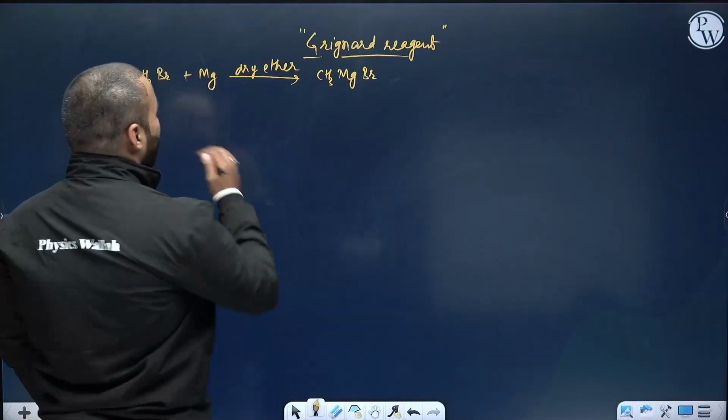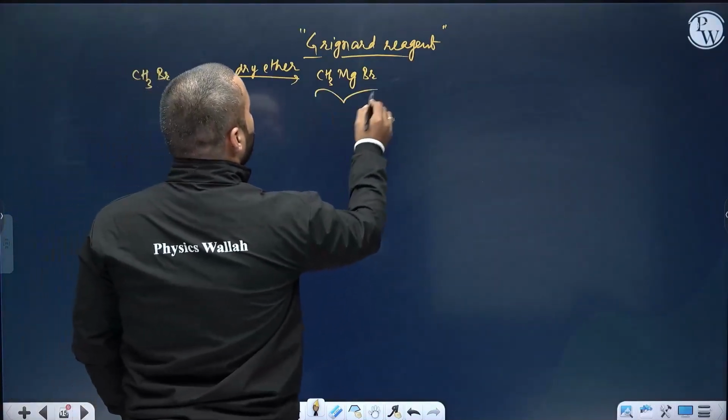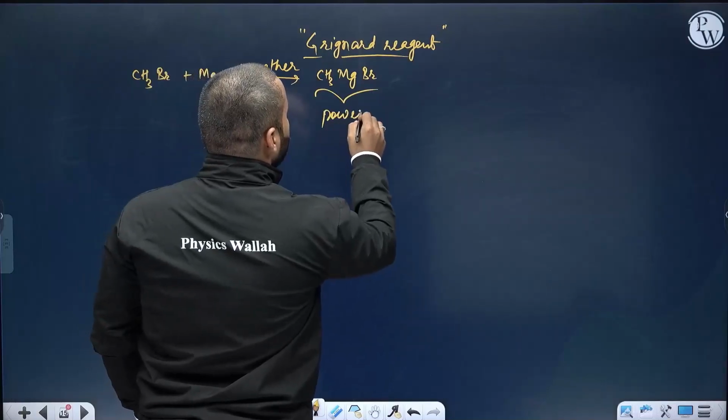Right, everybody? Okay. Now, dry ether is used to make CH3MgBr. This is a very powerful nucleophile.